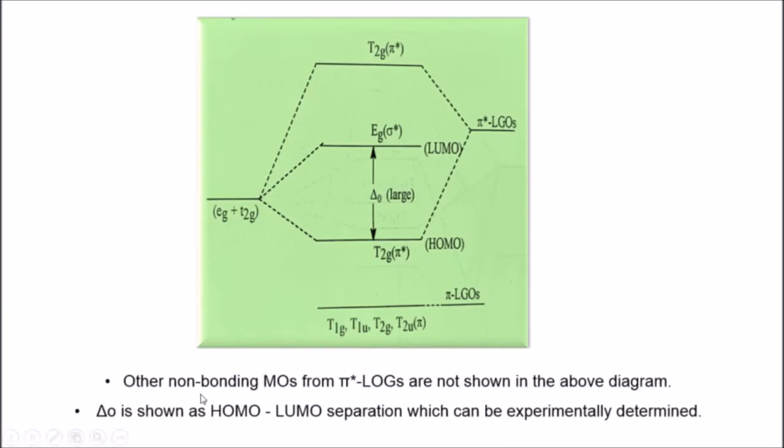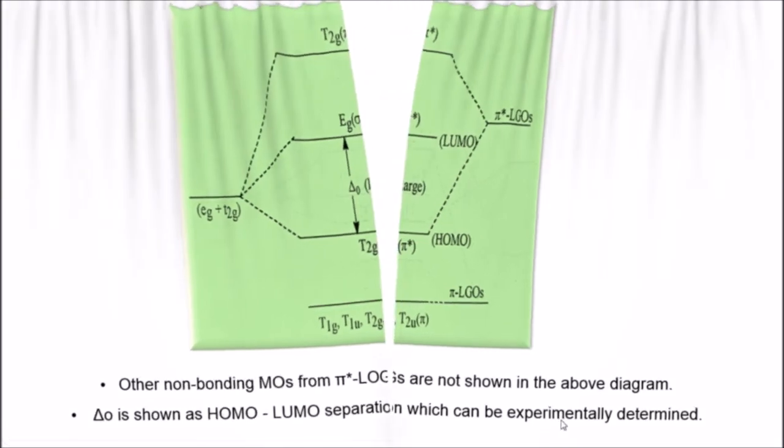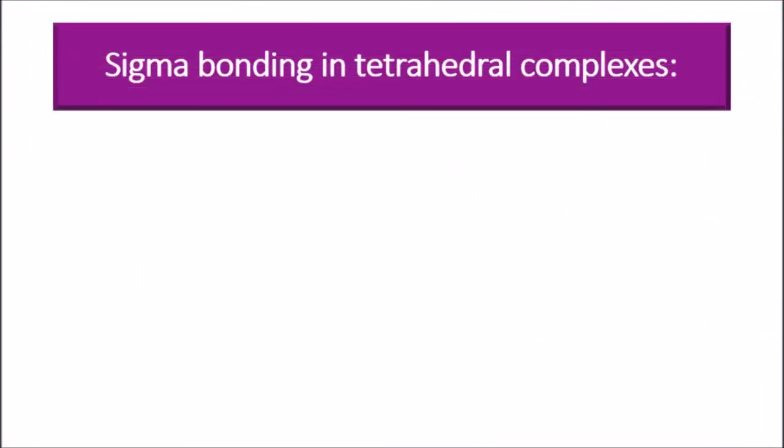The non-bonding molecular orbitals from the pi star anti-bonding LGO are not shown in the diagram, and delta O, that is the splitting energy, is shown as the separation between the highest occupied molecular orbital and the lowest unoccupied molecular orbital, which can be experimentally determined, and that can bring more limitations in crystal field theory that you need to keep in mind.